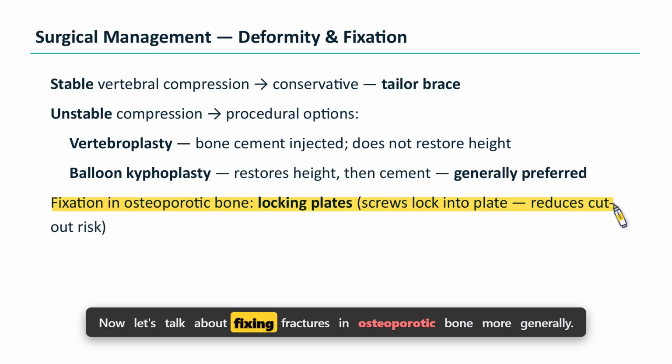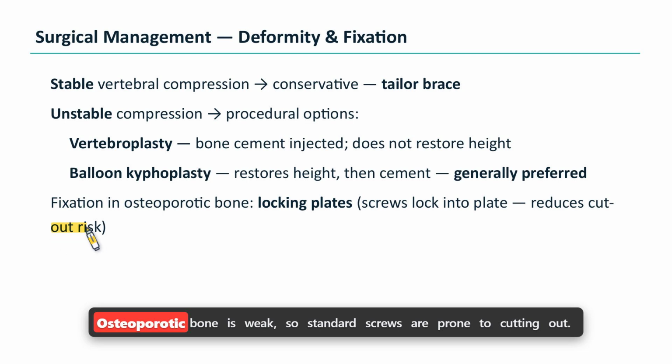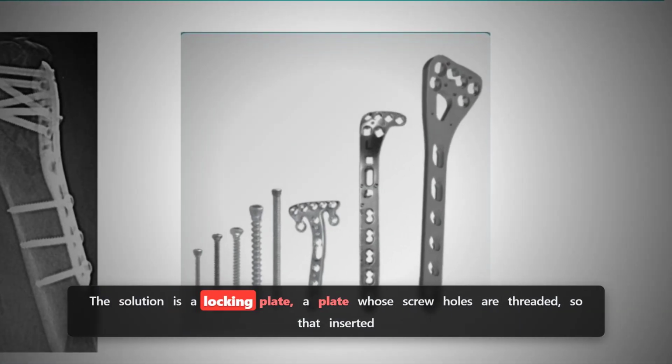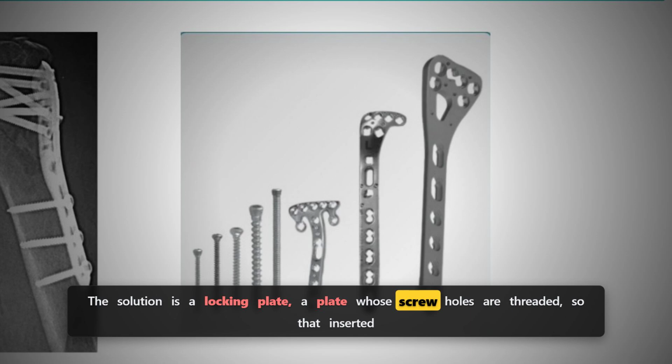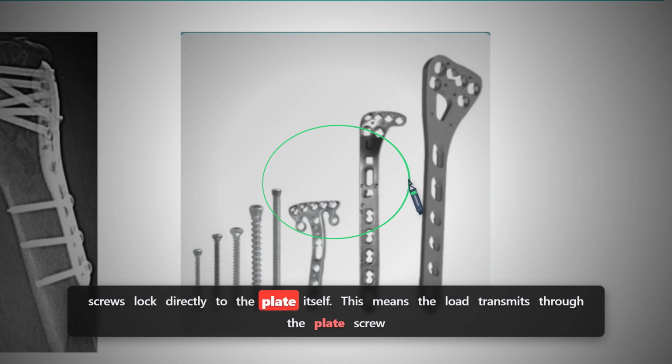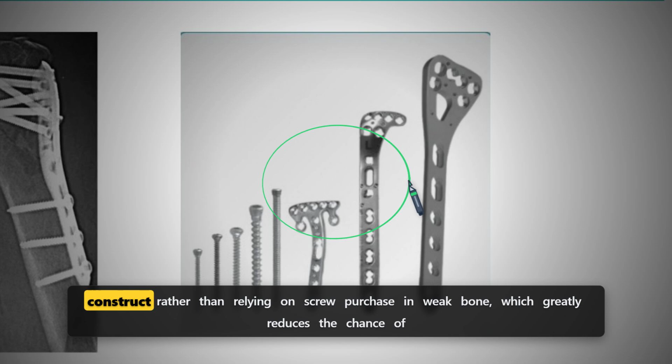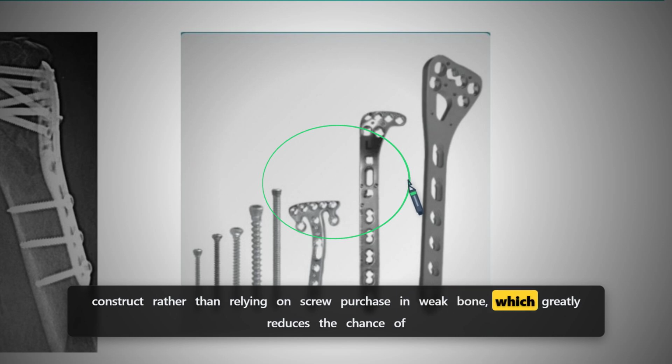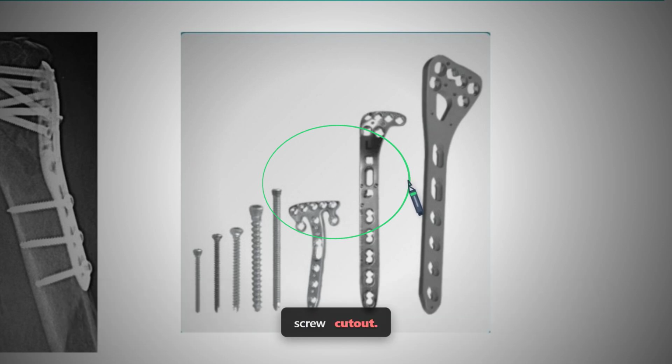Now let's talk about fixing fractures in osteoporotic bone more generally. Osteoporotic bone is weak, so standard screws are prone to cutting out. The solution is a locking plate, a plate whose screw holes are threaded, so that inserted screws lock directly to the plate itself. This means the load transmits through the plate screw construct rather than relying on screw purchase in weak bone, which greatly reduces the chance of screw cutout.